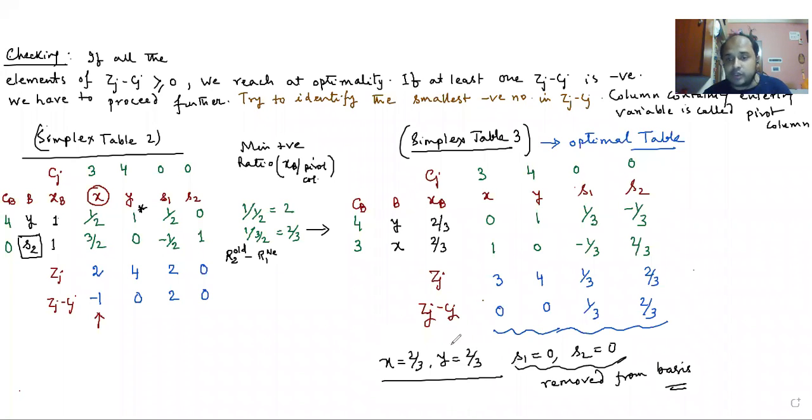And this particular solution is the same as the solution obtained by the graphical method. In the graphical method also we have obtained x equal to 2 by 3 and y equal to 2 by 3. Time is running out. I'm pausing here.